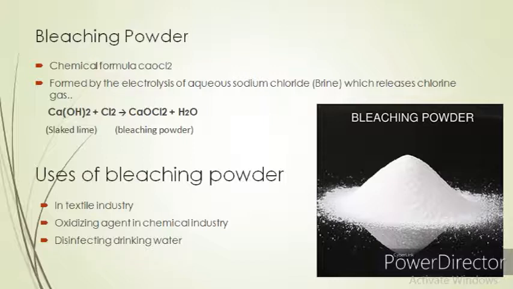Now the uses of bleaching powder. This bleaching powder is used in the textile industry for bleaching cotton and linen. It is also used for bleaching wood pulp in paper factories and for bleaching washed clothes in laundry. It is also used as an oxidizing agent in the chemical industry. It is also used in disinfecting drinking water so that it becomes free of germs.